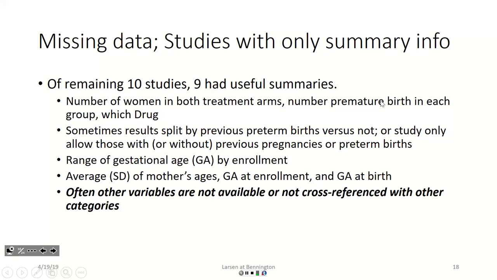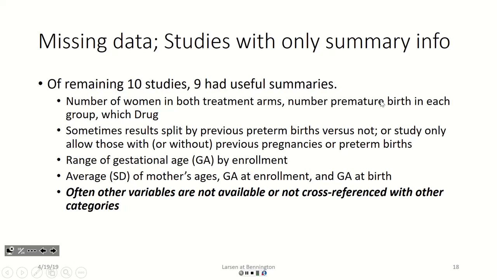So of the 10 remaining studies, 9 actually had useful summaries that gave enough information so you could tell what the results would be. They gave things like the number of women in both treatment arms, number of premature births in each one, and which drugs they were taking. Sometimes the results were split out by risk categories, so you'd have a little more detail. They usually gave ranges of gestational age at enrollment, maybe even averages and standard deviations. They gave things like mother's age, and sometimes other variables.